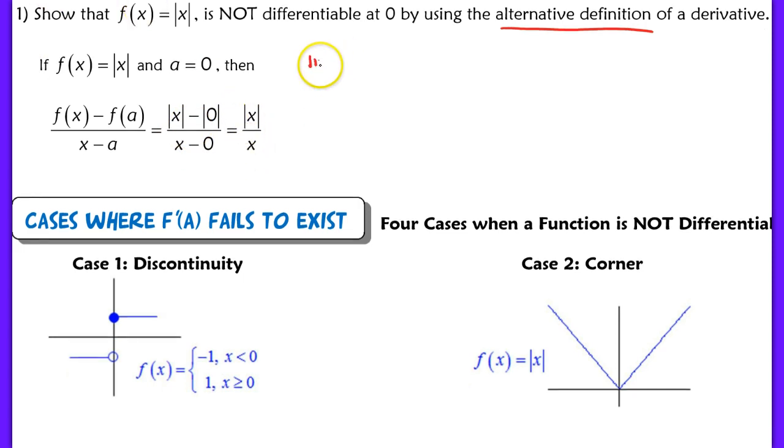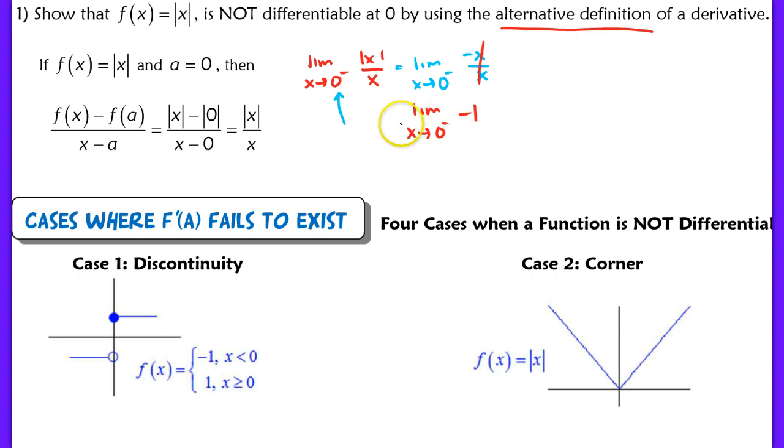Alright, so now let's look at the limit as x approaches 0 from the left of the absolute value of x over x. Because we're coming in from the left, these values are going to be negative. So based off of the definition of absolute value, we have to take the opposite of x. So we're looking at the limit as x approaches 0 from the left of the opposite of x over x. Because these factor and cancel, x over x becomes just -1, so I have the limit as x approaches 0 from the left of -1.